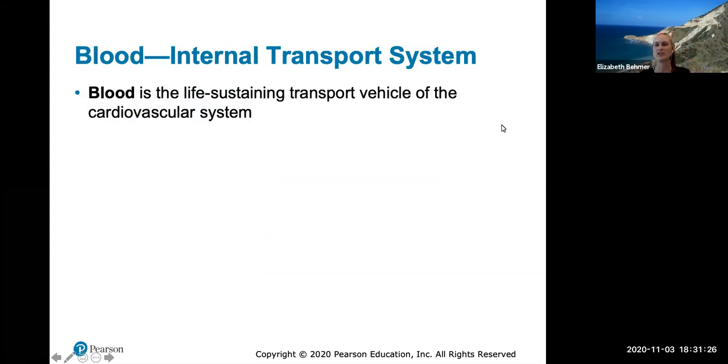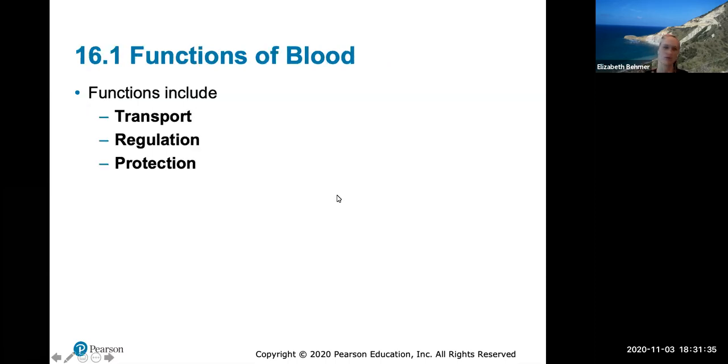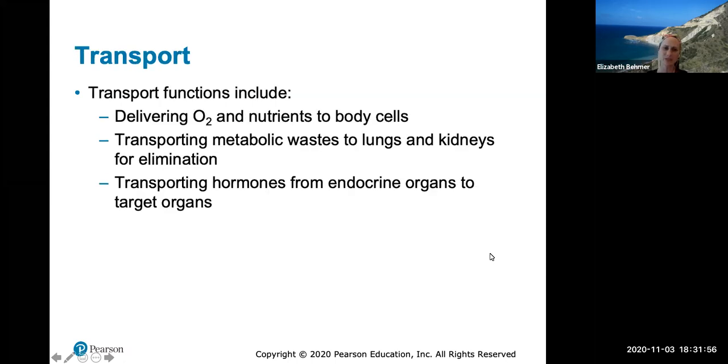So blood is your internal transport system. It's the life-sustaining transport vehicle of the cardiovascular system. That's because it flows all of your hormones, your oxygen, your carbon dioxide. Its functions include transport of all of those molecules, regulation, so in terms of blood pH regulation and blood pressure regulation, and also protection, which has to do with your leukocytes or your white blood cells, which are part of your immune response. So here are the transport functions.